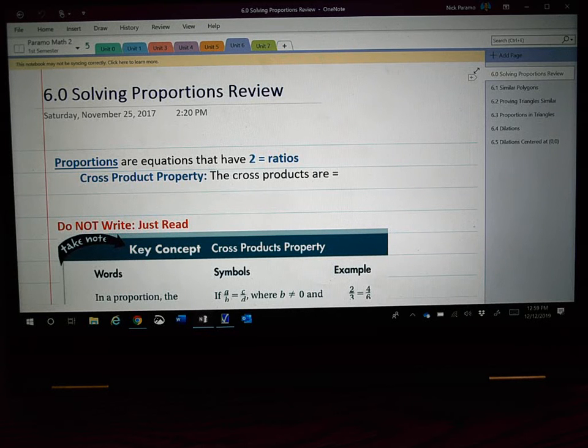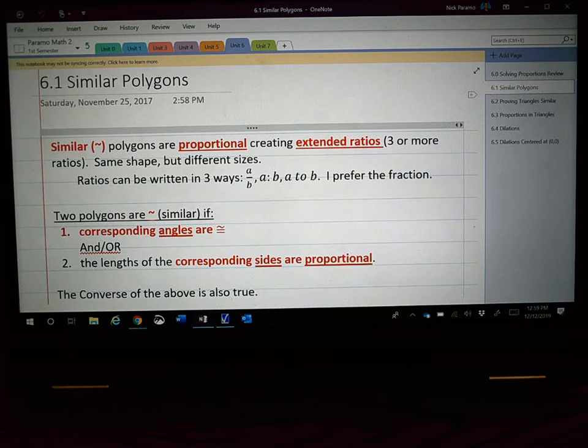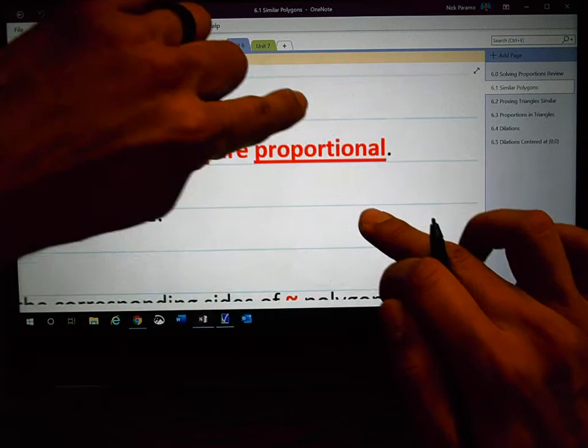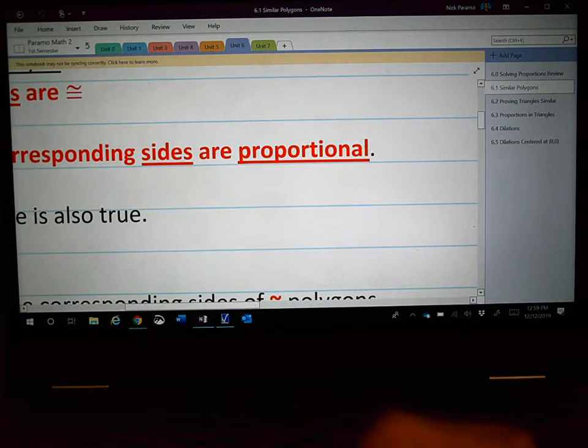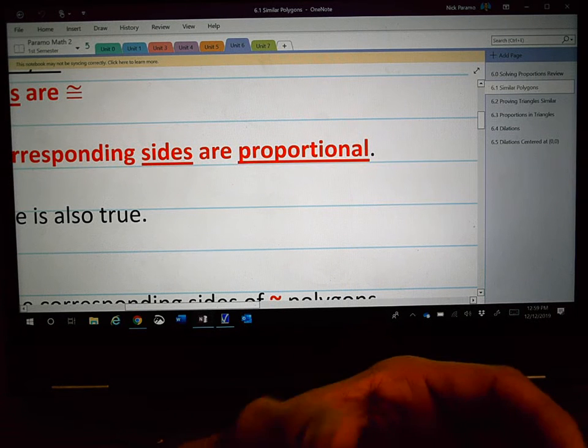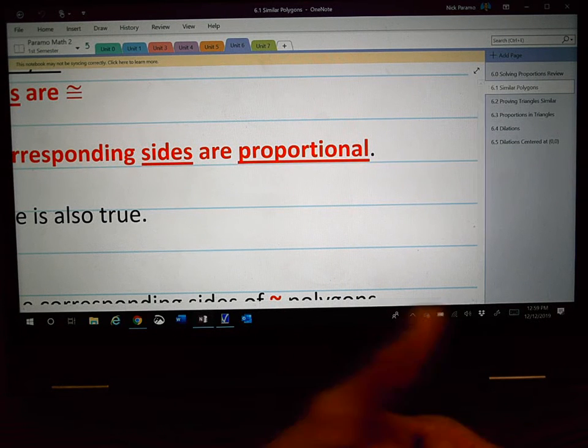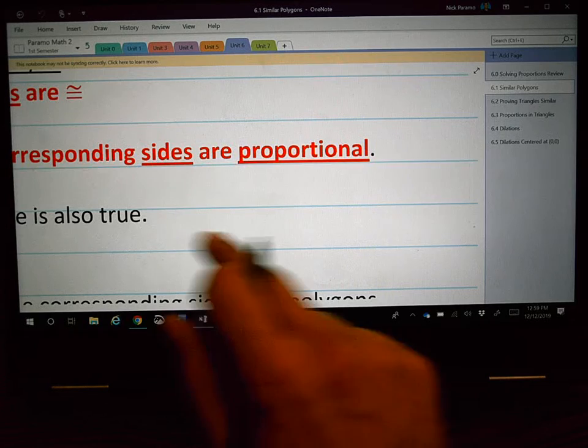Math 2, Unit 6, final review, fall semester. Just in case you didn't know, Unit 6 was about something called similarity. The word similarity had a lot to do with a key word. The key word was proportional. When something was similar, their sides were in the same ratios.